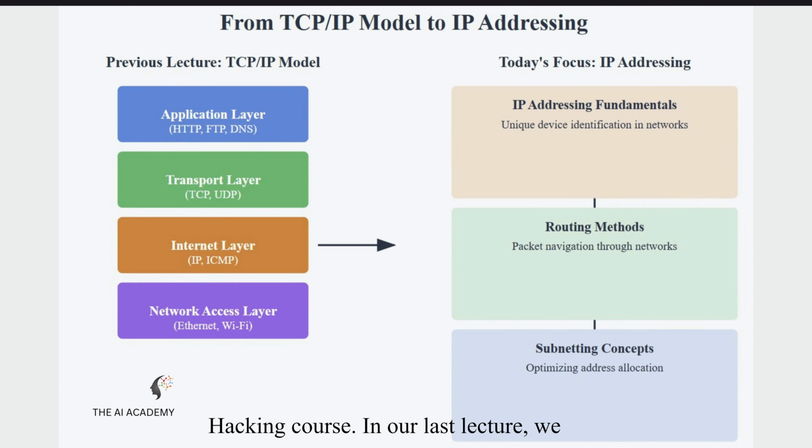In our last lecture, we explored the TCP/IP model, which is the backbone of modern networking. We explored its layered architecture, each layer's responsibilities, and how it ensures seamless communication across networks. From understanding the role of the application layer in handling data for end-user applications to the Internet layer's critical job of routing packets, we gained a solid foundation in how data flows through networks.